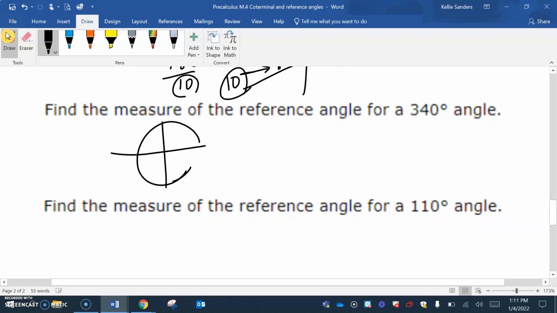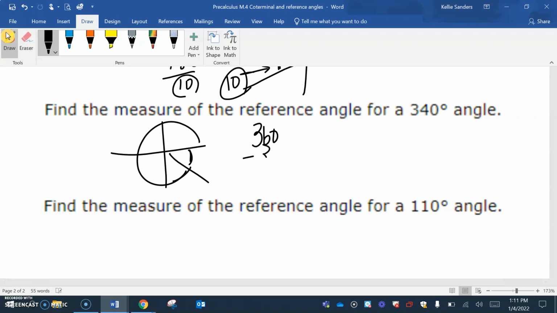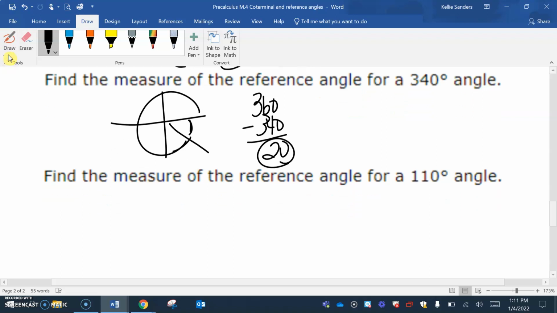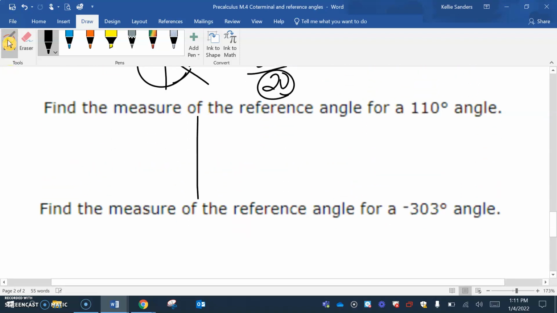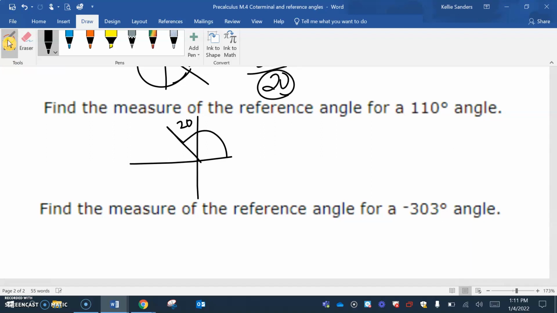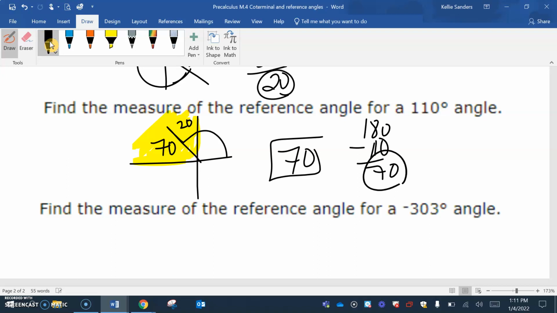340 is almost 360. So we want what's left. So 360 minus 340 is 20. 110 is 90 and a little bit more. The little bit more is 20, but 20 doesn't touch the x-axis, right? 70 finishes out that 90 that makes the quadrant. Or we could have done 180 minus 110 and got 70.